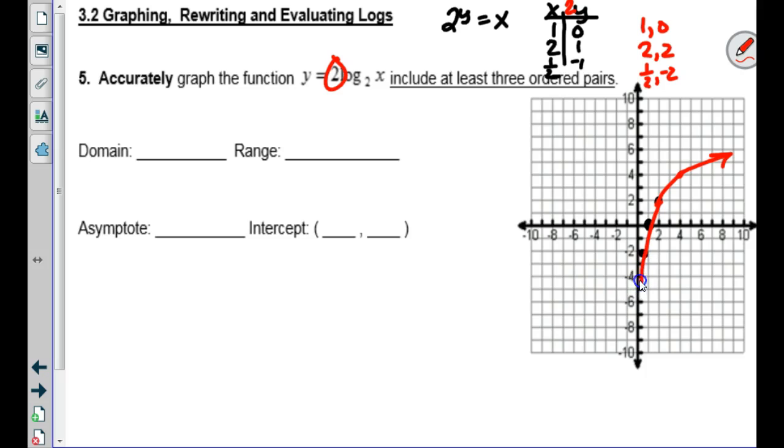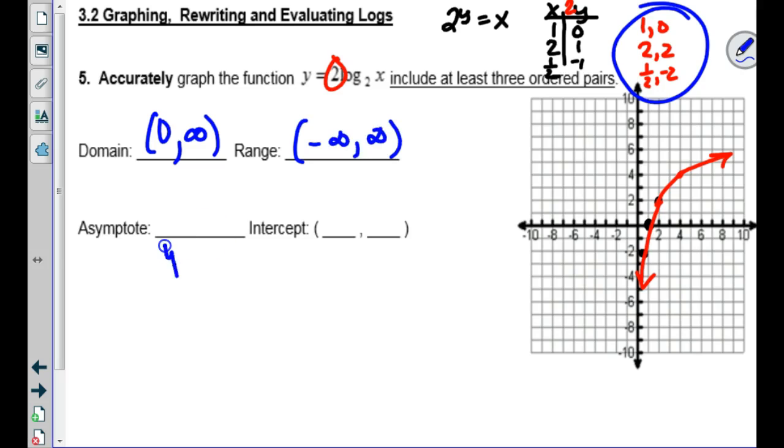All right. Anyway, you get to use your calculator to your finest moment, because you had to do these kinds of questions without a calculator last year. So somewhere you need those ordered pairs, whether it's on a little table or labeled on the graph. Domain, guys? Okay. Range? Asymptote? Y-axis, which is x equals 0, and the intercept? Yeah, there's an x-intercept, 1, 0.